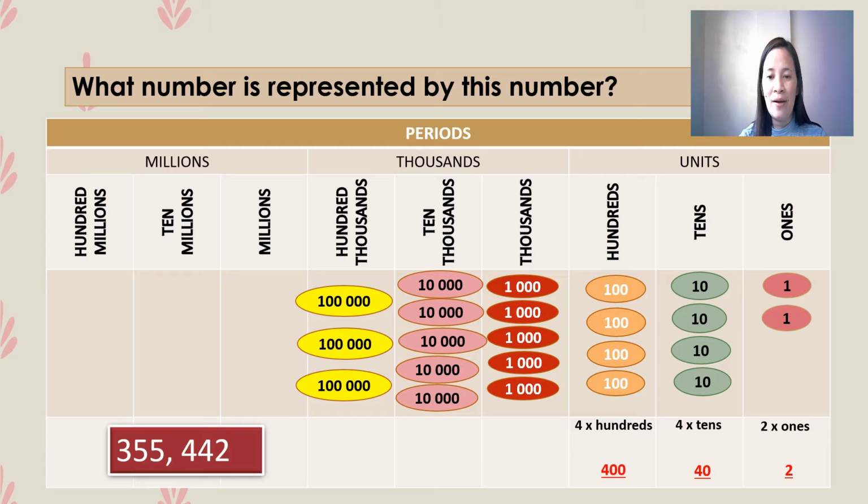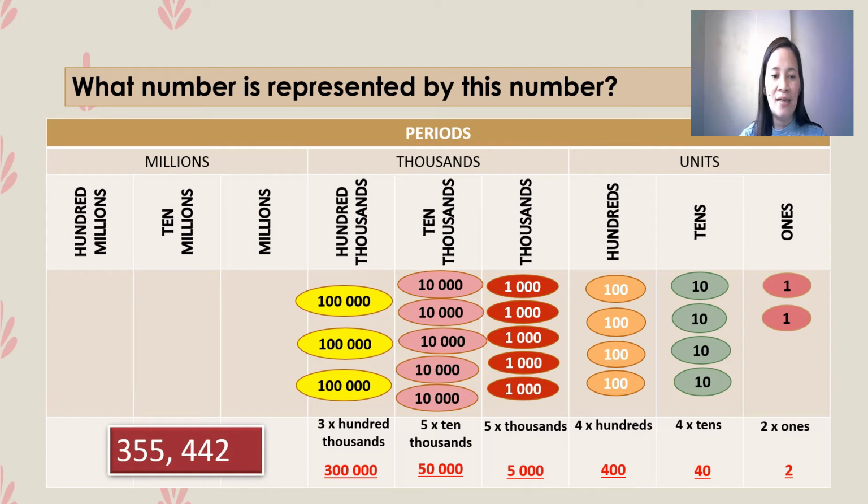In hundreds, we have 4 times hundreds. That is 400. In thousands, 5 times thousands, that is 5,000. Then in 10,000, 5 times 10,000 is 50,000. Then, we have 3 times 100,000 is 300,000. So, that is its value according to their place value.